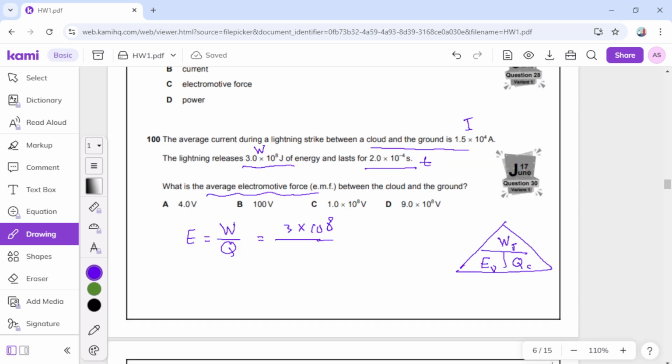We have work, but we don't have Q. So you have to find Q from the equation: I multiply T, where I is the current, 1.5 multiply 10 power 4, multiply time. What is the time? Time is 2 multiply 10 power negative 4. Now what is the answer? It will be 3 coulomb. So I have to put here 3. Now what is the answer? It will be 1 multiply 10 power 8 volt. So the answer is C.